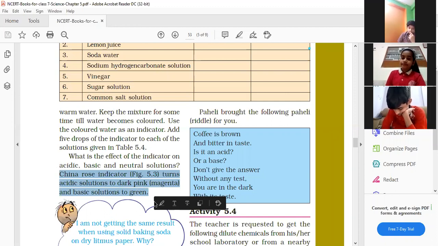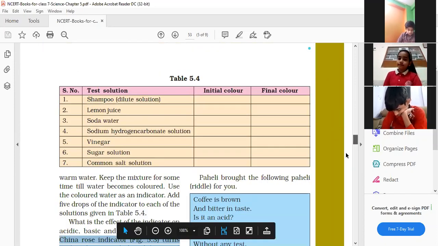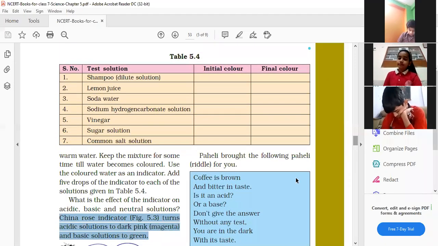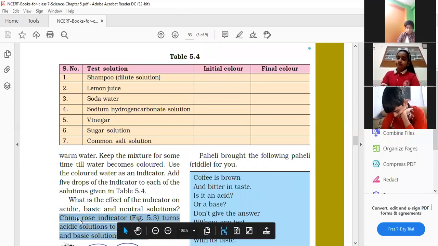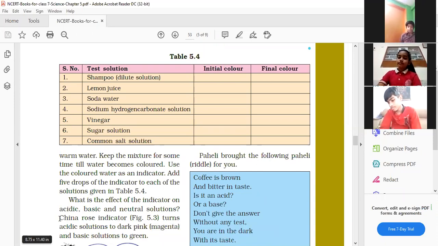Okay, beta. Activity 5. Where is the next activity? So, children, you must have got it from here. China rose indicator turns acidic solution to which color? Tell me. Dark pink. And the basic solution to green in color.